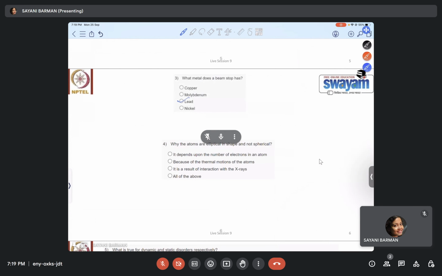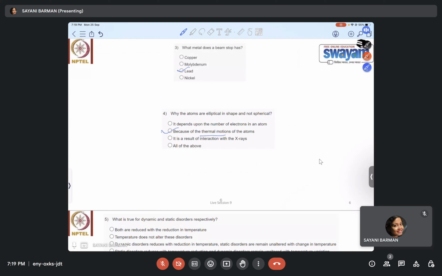Why are the atoms elliptical in shape and not spherical? Because of their thermal motions. It doesn't depend on the number of electrons or any interaction with the X-rays.